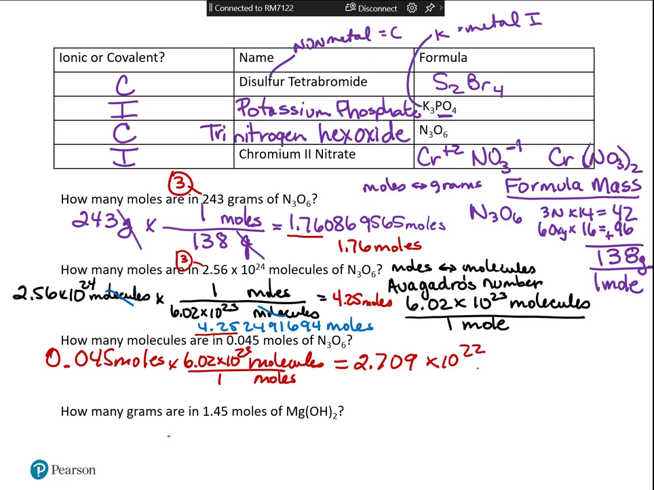Okay, can I keep 2.709? How many significant figures in that? 4. 2.709 has 4 significant figures, but in my measured number, I have just 2. So there's only 2 in that number, so that means I have to go to 2 in my answer. I'm going to keep the 2.7 because those are the first 2 significant figures I come to. So what happens to the 0.9? It gets dropped off. So my final answer would be 2.7 times 10 to the 22nd molecules, because moles and moles will cancel.